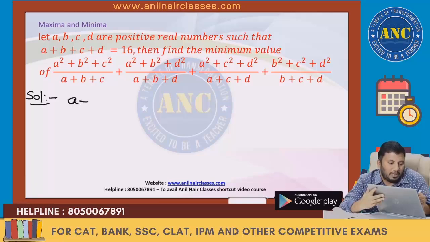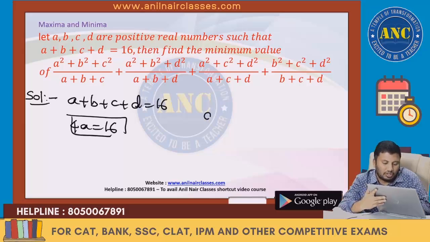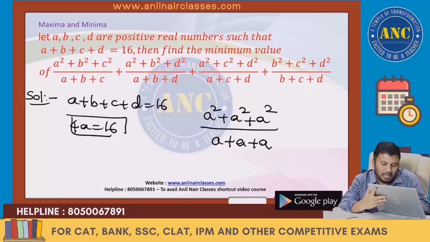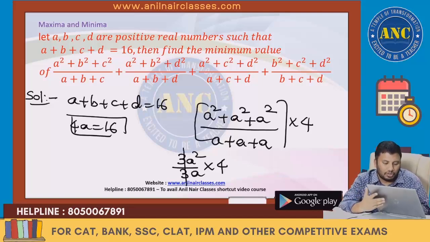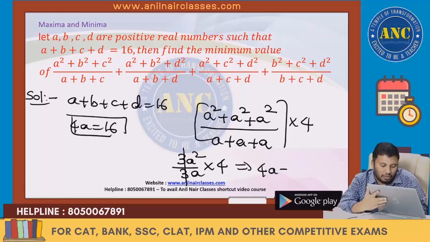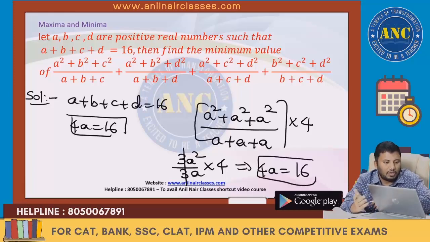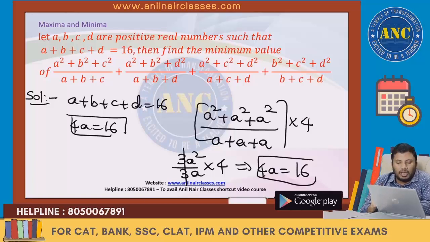A plus B plus C plus D equivalent to 16. Make it 4A equivalent to 16. So this will become A square plus A square plus A square divided by A plus A, and it is added 4 times. So this is nothing but 3A square divided by 3A into 4. So this is nothing but 4A. 4A is 16. I hope the idea is clear.